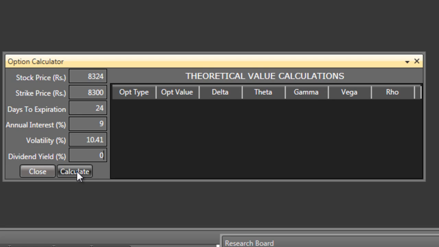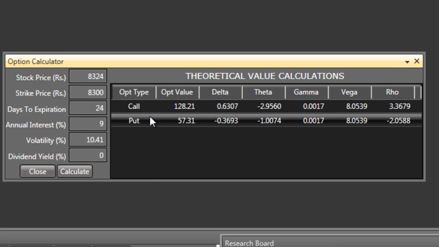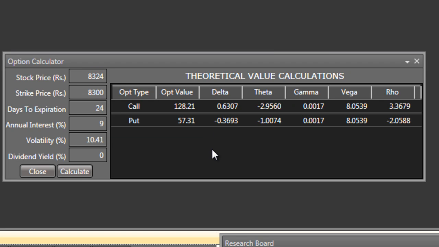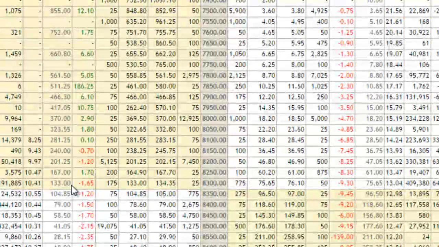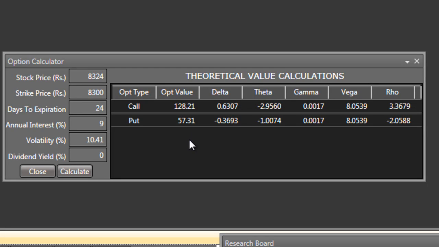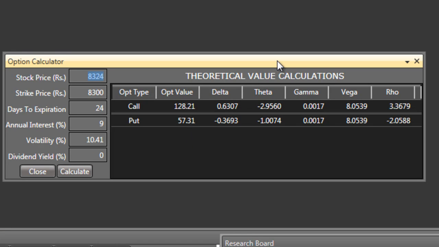And now I'll see the actual value. The value for the call option is 128.2. This is the theoretical value as per the Black-Scholes formula. Now let's see the market value. The 8,300 strike price is currently trading at 133. So the theoretical value is a little lower and the market value is a little higher. This normally happens due to demand and supply. It's quite possible that tomorrow when the market opens, the price difference will be gone.